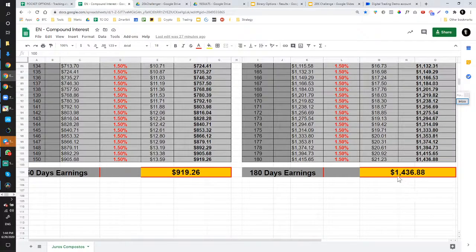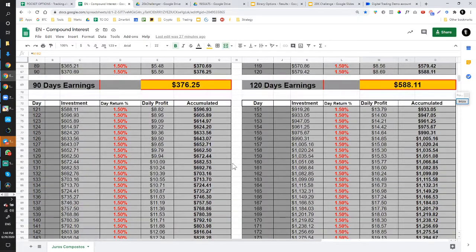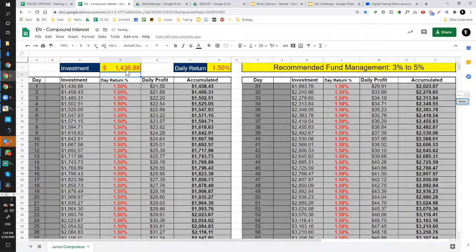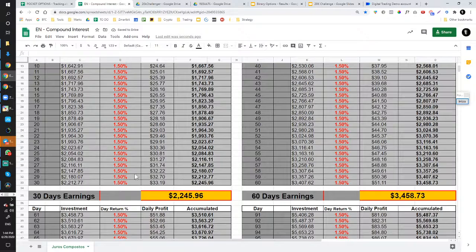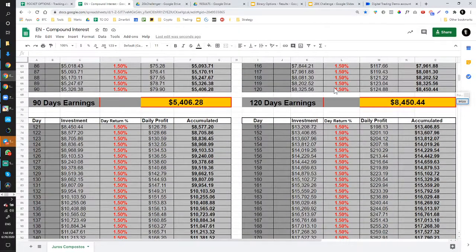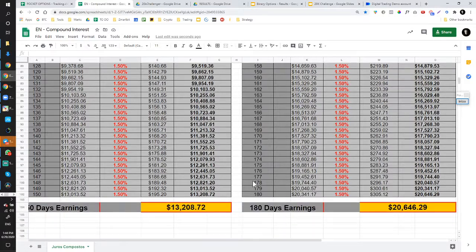In the sixth month, $1,436. Let's get this number, and we're going to insert it way at the top, because we have 6 months at a time. So now we have the 7th, 8th month, 9th, 10th, 11th, and 12th.